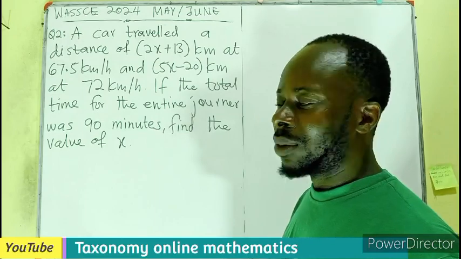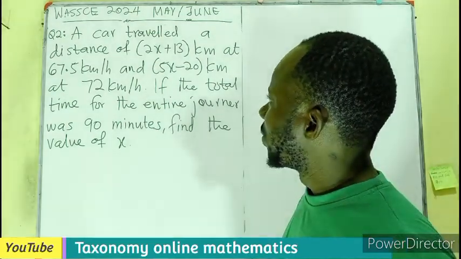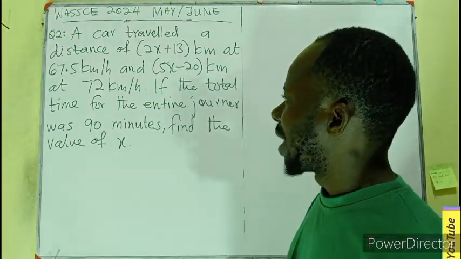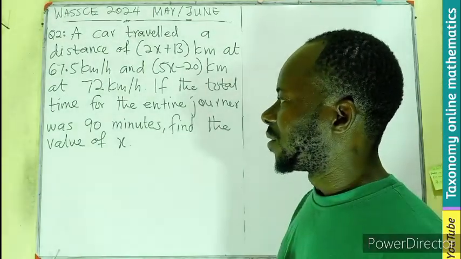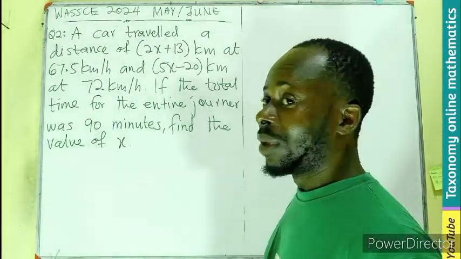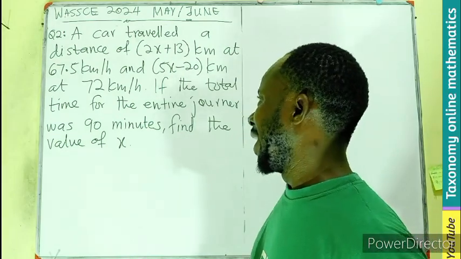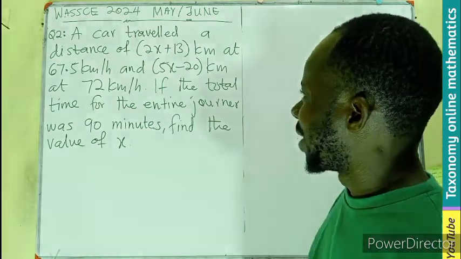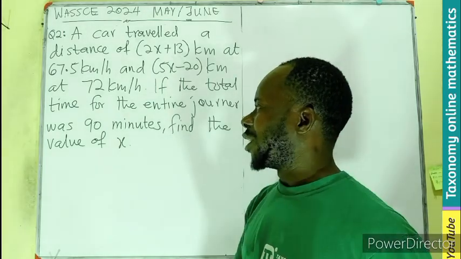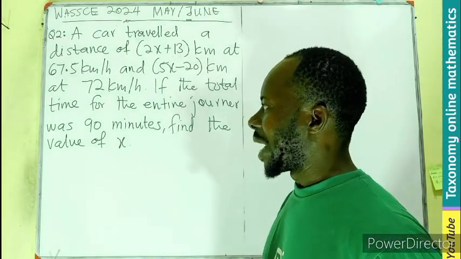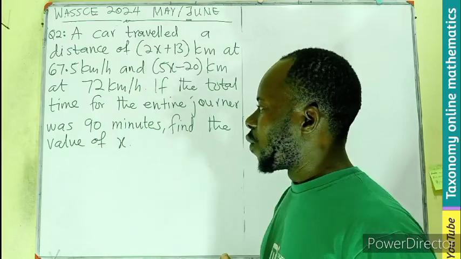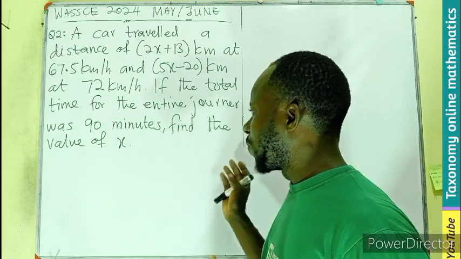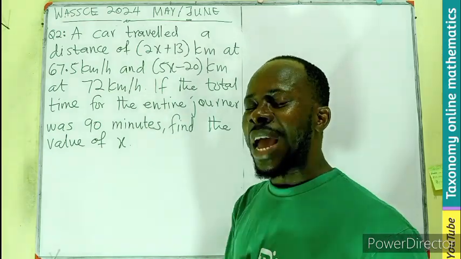Question number 2 on section B. A car traveled a distance of 2x plus 13 kilometers at a speed of 67.5 kilometers per hour, and also 5x minus 20 kilometers at a speed of 72 kilometers per hour. If the total time for the entire journey was 90 minutes, we have to find the value of x.